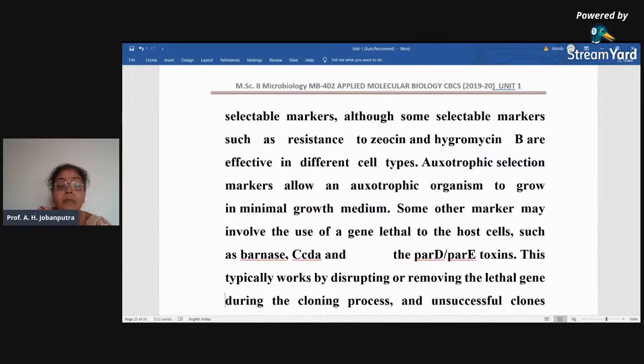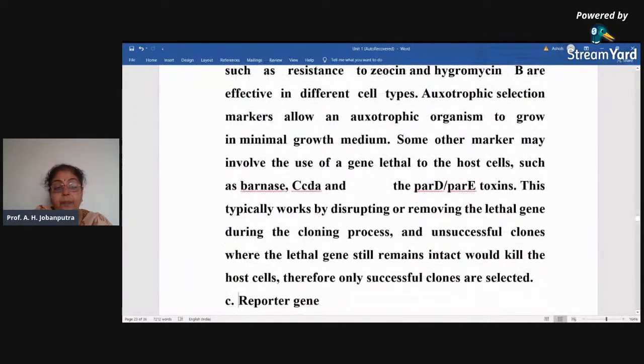Some markers may involve a gene lethal to the host cells. So again, such markers are also used. Usually these markers are such that they normally cause a killing effect on the host cells. But if you introduce your gene of interest in those markers, the killing effect will be converted into a non-lethal action, and that will be useful in detection.